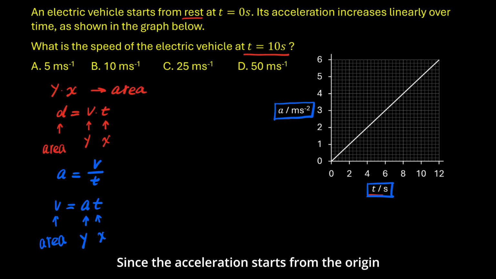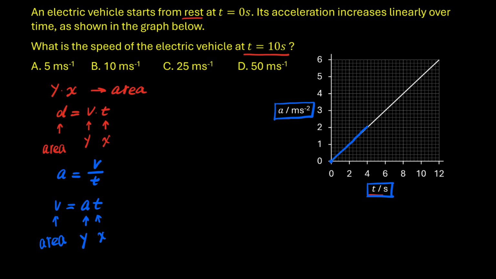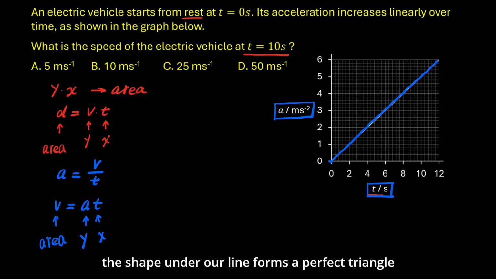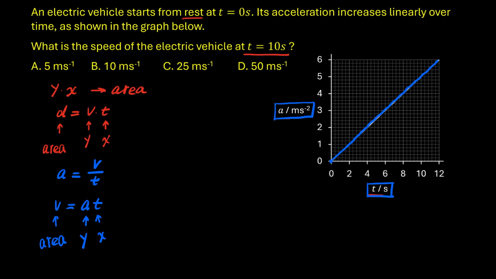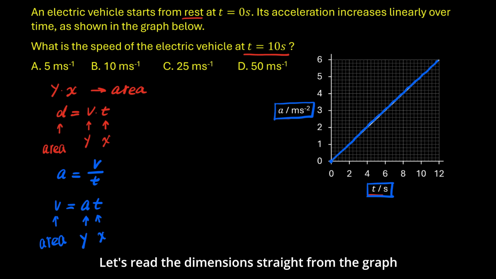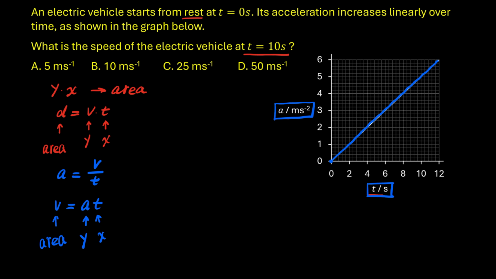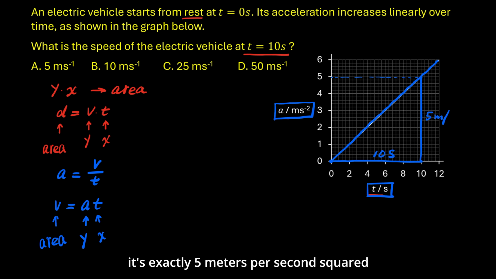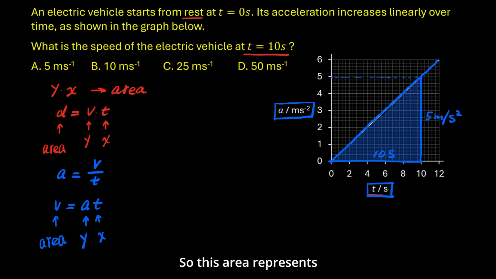Since the acceleration starts from the origin and ramps up, the shape under the line forms a perfect triangle. So to find our speed, we just need to calculate the area of the triangle. Let's read the dimensions straight from the graph. Our base along the bottom from 0 to 10 is exactly 10 seconds. And our height at 10 seconds, just look across to the vertical line, is exactly 5 meters per second squared. So this area represents the velocity at 10 seconds.